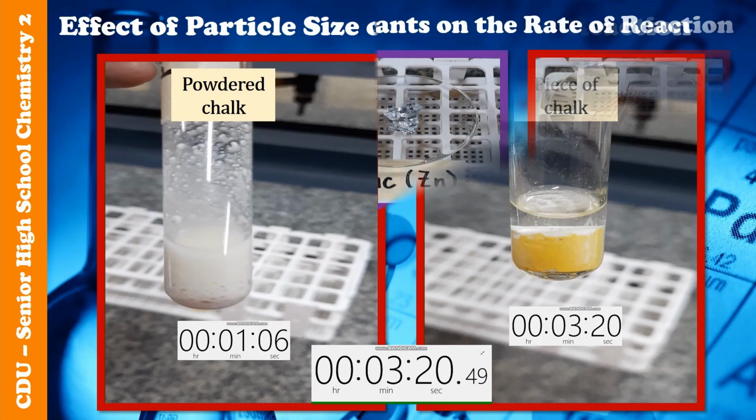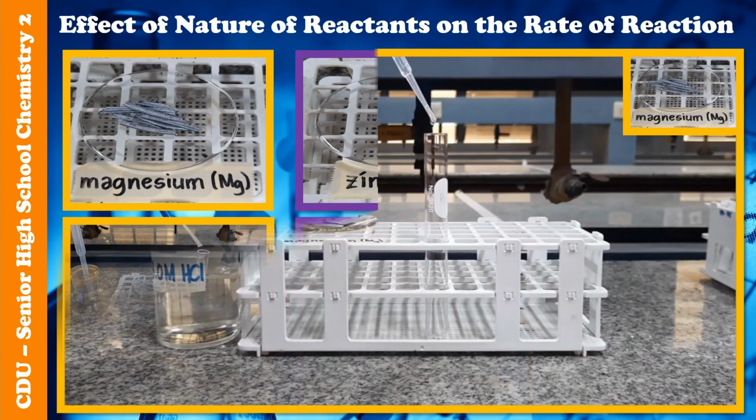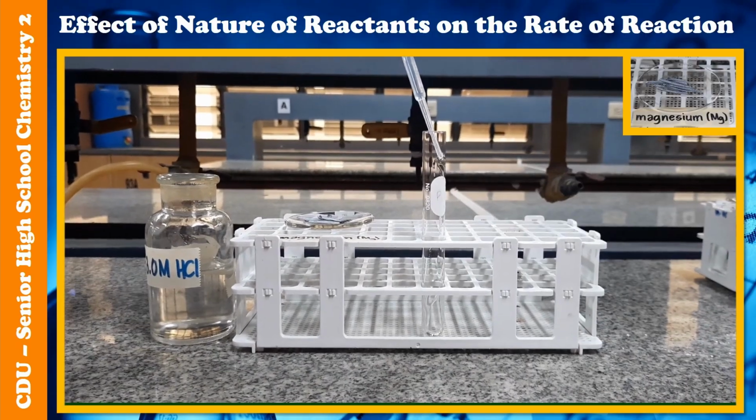Effect of the nature of the reactants. For this procedure, the reactivity of three metals when added to hydrochloric acid will be tested. The metals to be tested are magnesium, zinc, and copper. Magnesium ribbon was tested first.